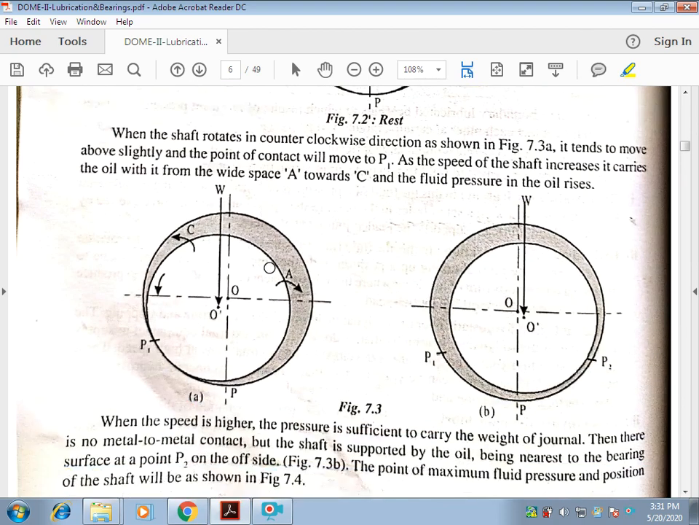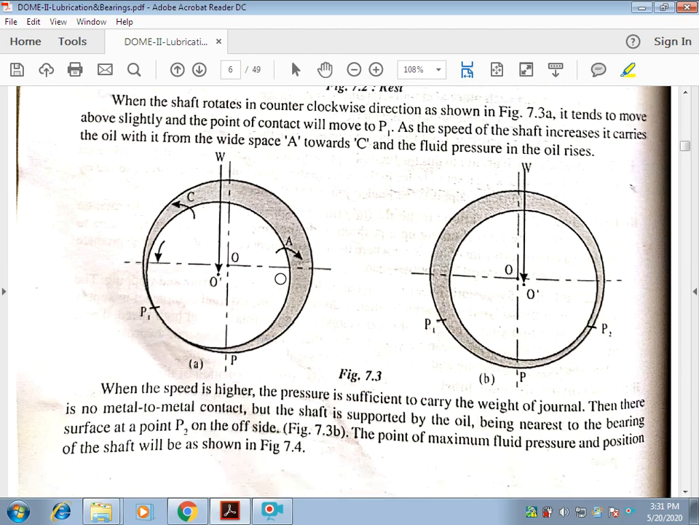When the shaft rotates in the counterclockwise direction, as shown in figure 7.3a, it tends to move slightly above, and the point will move from P to P1. As the speed of the shaft increases, it carries the oil from the wider space A towards C, and the fluid pressure in the oil rises. Here fluid pressure will increase.